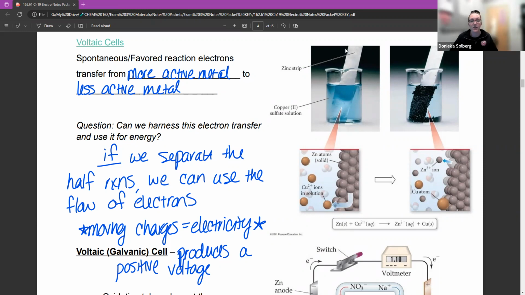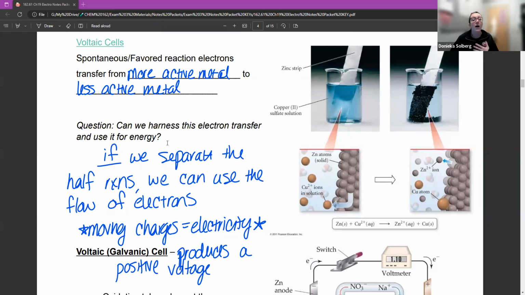The zinc is going to turn from zinc into Zn2+, and the copper is going to go from Cu2+ to actual solid copper. This is a spontaneous reaction. I just stick a piece of zinc in here and that's what you get. You get solid copper out of it. So that is spontaneous and we want to harness the energy associated with that electron transfer.